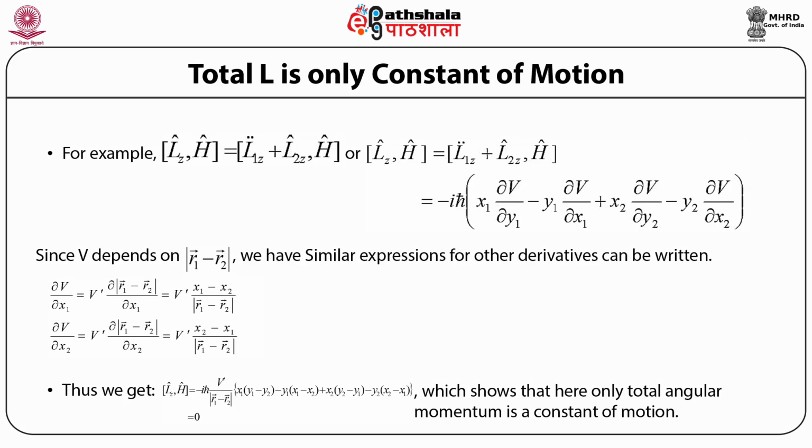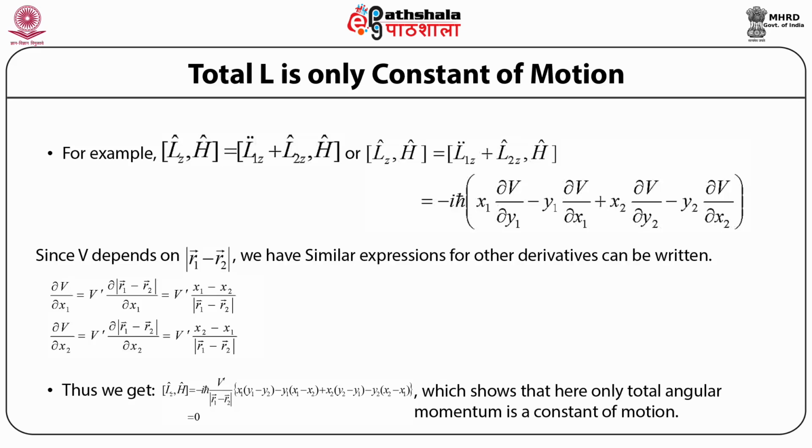Let us consider the commutation relation of the z component of the total orbital angular momentum operator, that is Lz, and the total Hamiltonian, that is h. So this commutation relation can be written as the commutation relation between the sum of the orbital angular momentum operators L1z and L2z and h. That means this can be viewed as the commutation relation between the sum of the z components of the individual orbital angular momentum operators and the total Hamiltonian h.